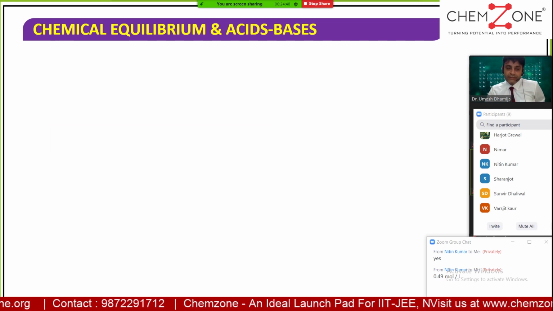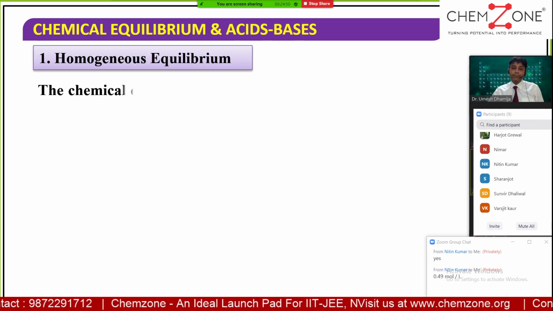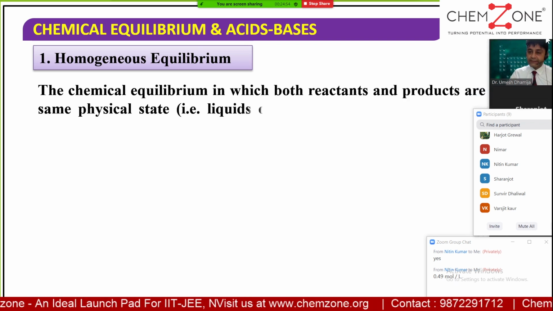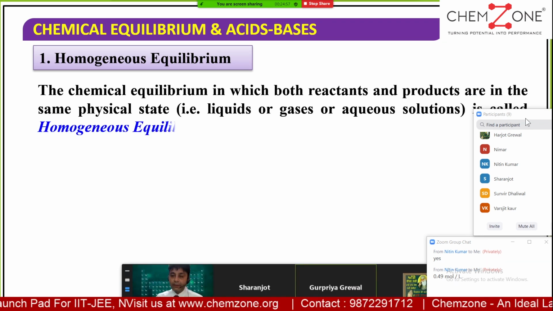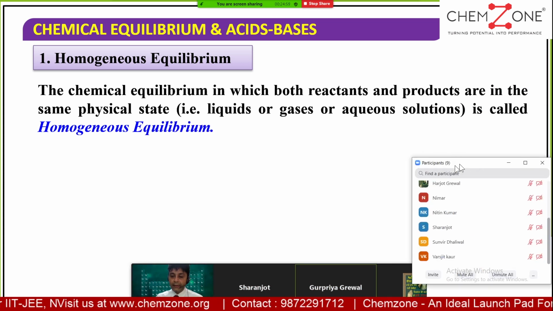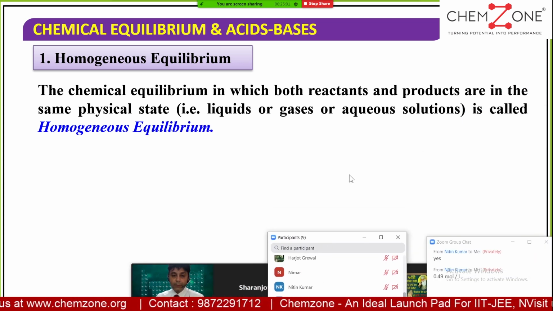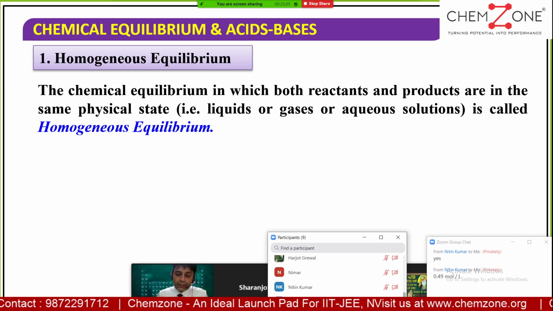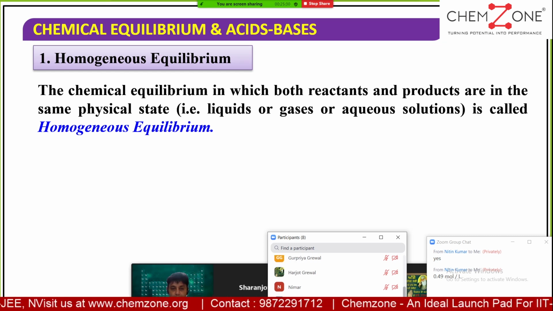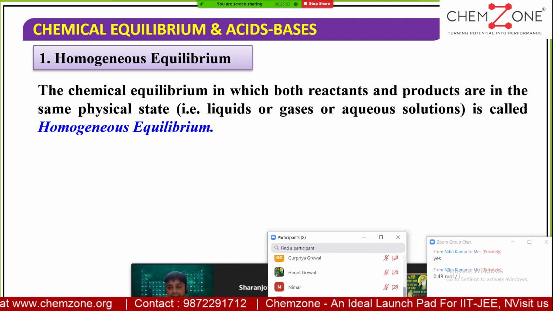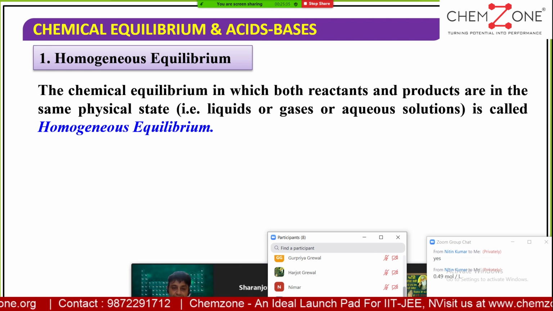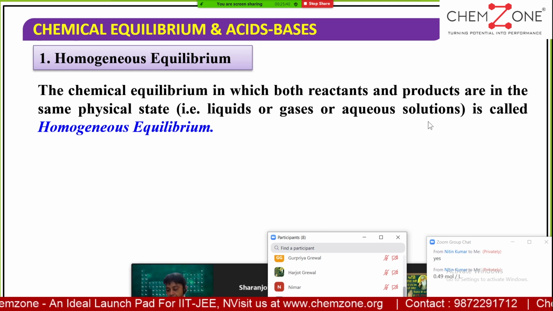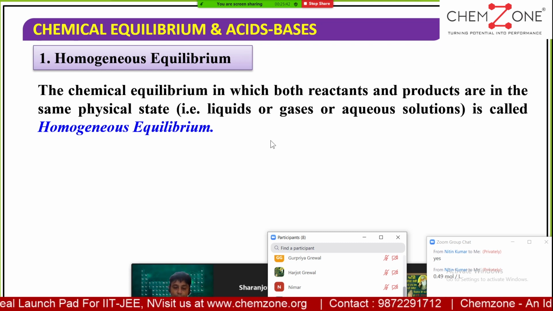We say homogeneous equilibrium if both the reactants and products are in the same physical state. It may be liquid or gas or aqueous solution. They are called as a homogeneous mixture. The chemical equilibrium in which both reactants and products are in the same physical state is called a homogeneous equilibrium.